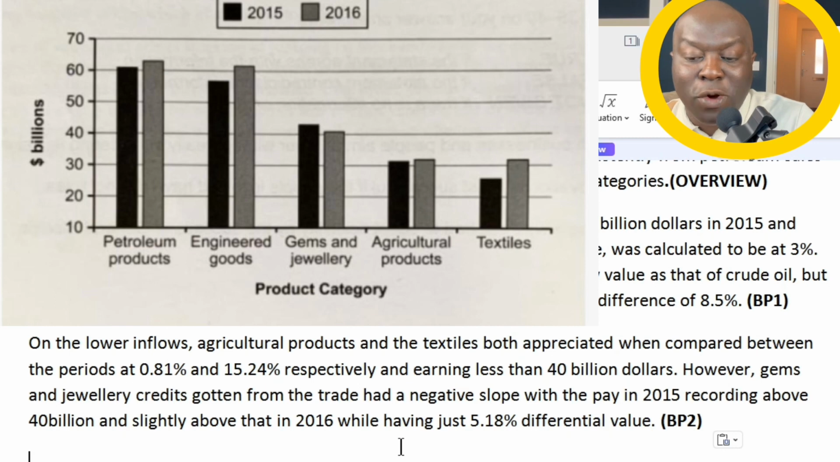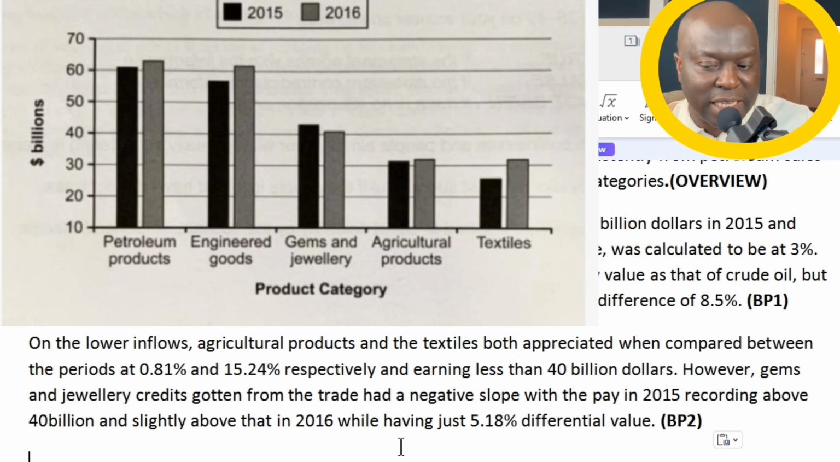So you need to organize yourself, because the reason I'm discussing these agricultural products and textile together is that gems and jewelry had a negative slope. So I don't want to bring it in with the rest, because the other ones had a positive slope. Agriculture and textile had a positive slope, although it might be small, it was significant, like that of textile. If you watch the textile bar, it moved 15.24%. So there was a great change, although they were still on the lower side. So on the lower inflow, agricultural products and the textile both appreciated.